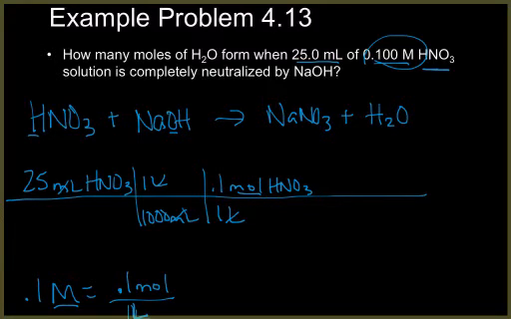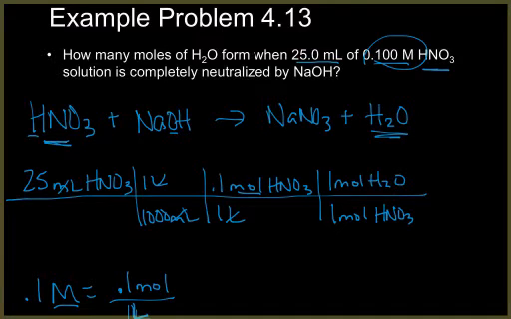Now I can use my mole ratio from the balanced equation to get from moles of HNO3 to moles of water, which is what this problem is asking for. So there's a 1-to-1 ratio: 1 mole of H2O for every 1 mole of HNO3. At that point, this is now just a stoichiometry problem, so I can multiply across, divide top to bottom. So I end up with 2.50 times 10 to the negative third moles of water.